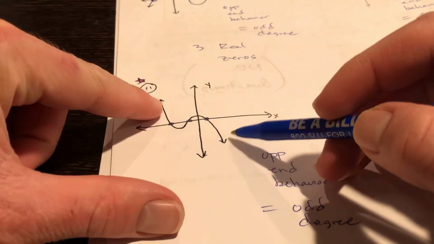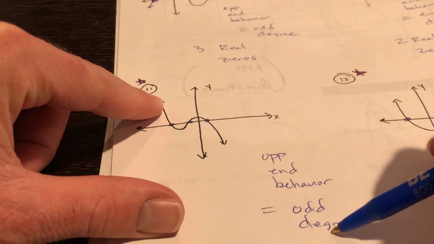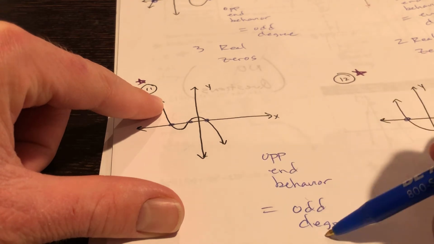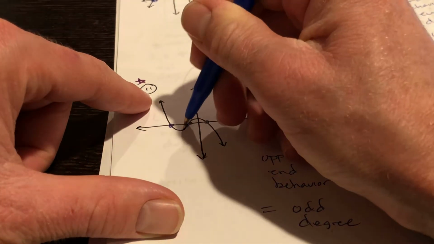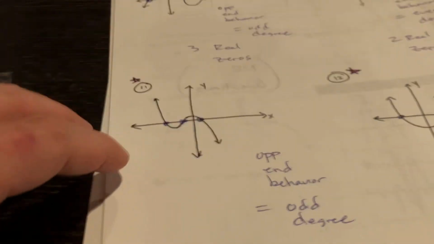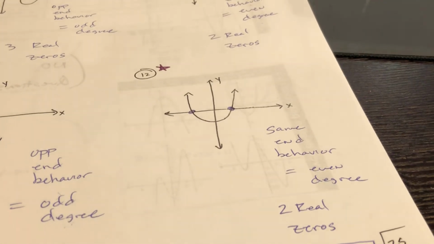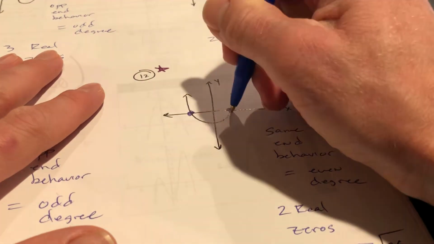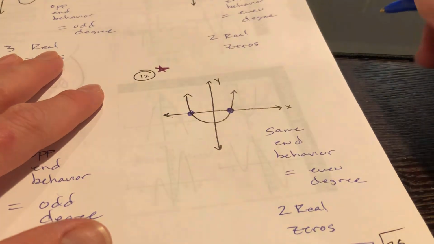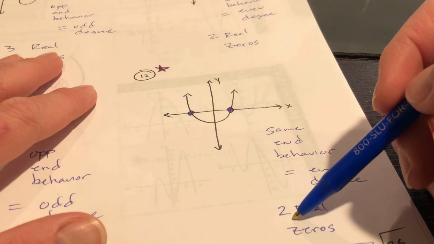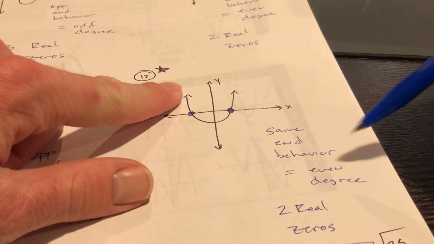The end behavior is opposite, so it's got to be odd degree. Think of the alliteration, opposite odd. It crosses the x-axis 1, 2, 3 times, so it has 3 real zeros. How many times does it cross the x-axis? The x-intercepts are the roots, which are the solutions, which are the zeros. 2 real zeros. Same end behavior means it's an even degree function.